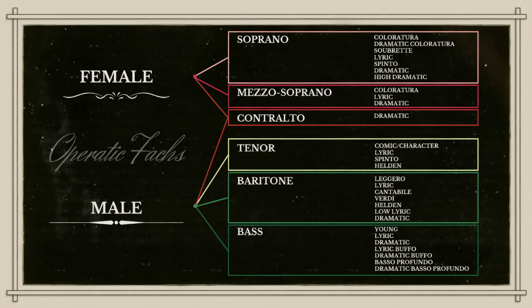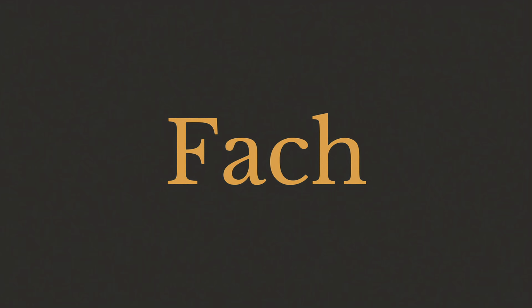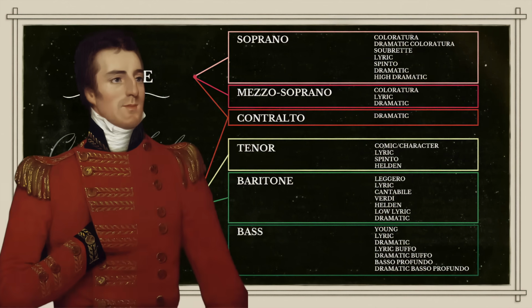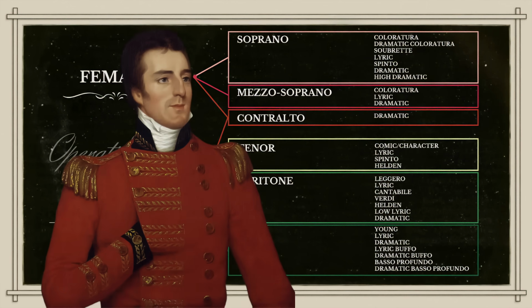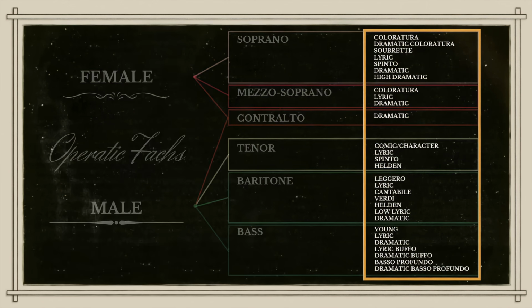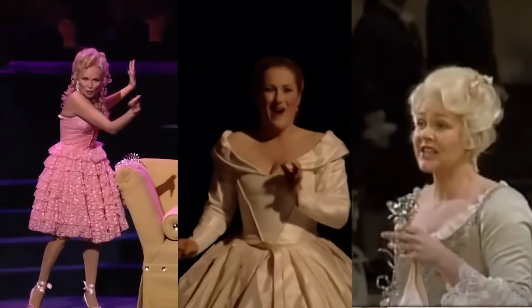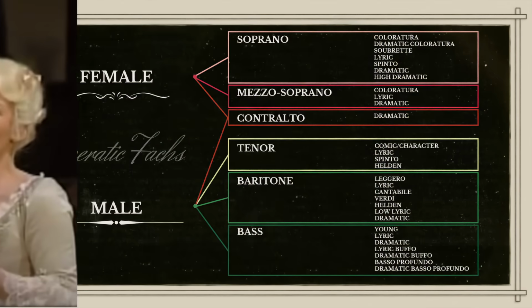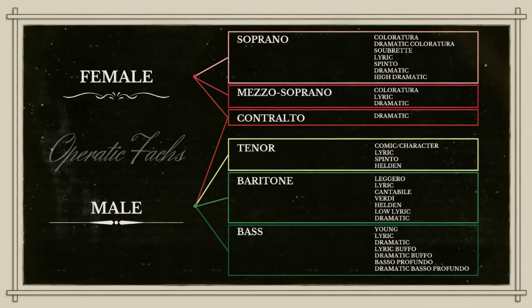Now, just in general, there are over 30 different character types, or Fachs, in opera. Fach is a fancy German word for pocket. It's literally what pocket of characters your voice fits into. So this Fach describes a certain role that you find in opera. There are a lot of roles that have things in common, and so singers can decide that they will sing those particular kinds of roles. Hopefully the same Fach as the one that their voice is.